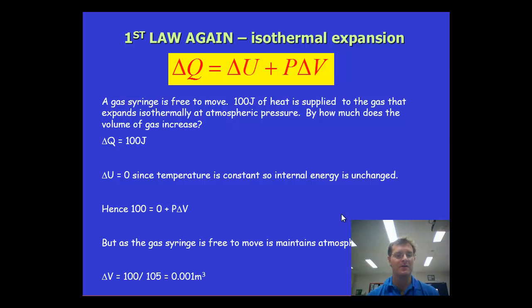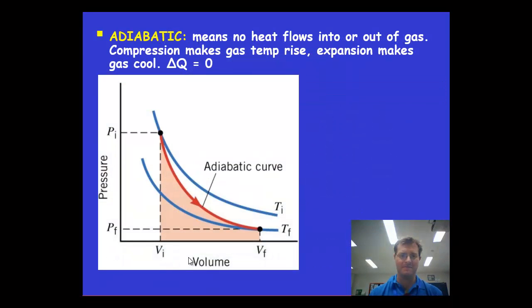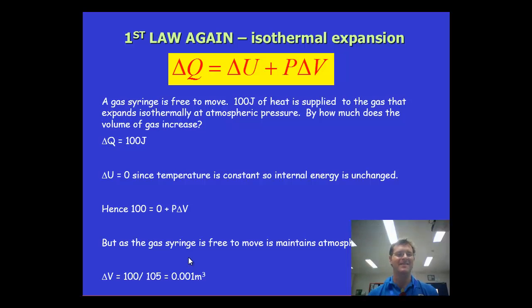Therefore, I can calculate the change in volume: 100 divided by, that should be 10 to the 5, and therefore my change in volume is going to be 0.001 meters cubed.